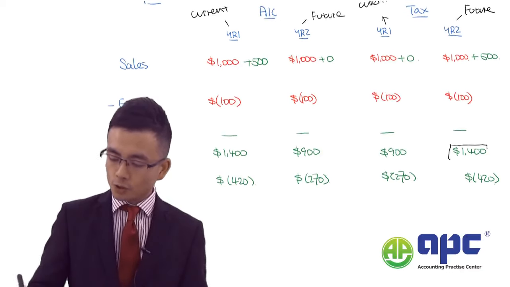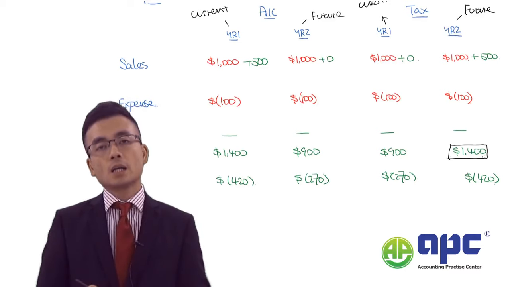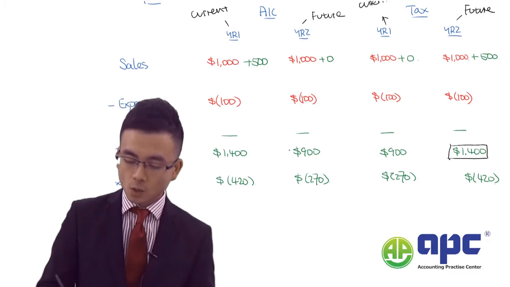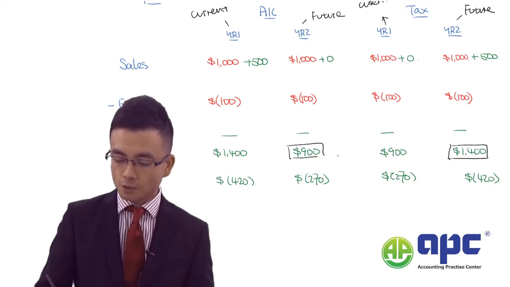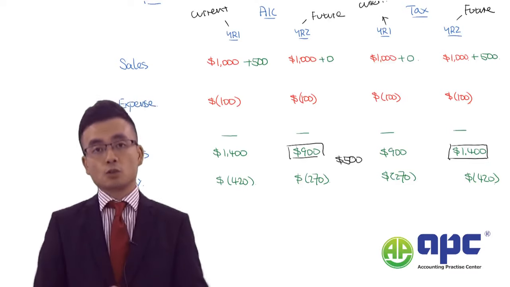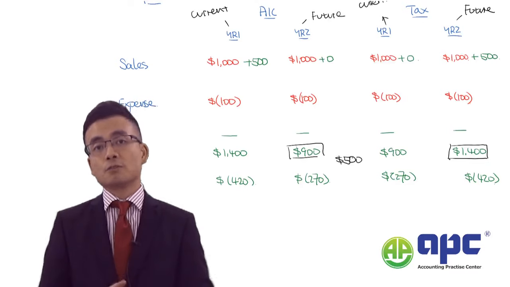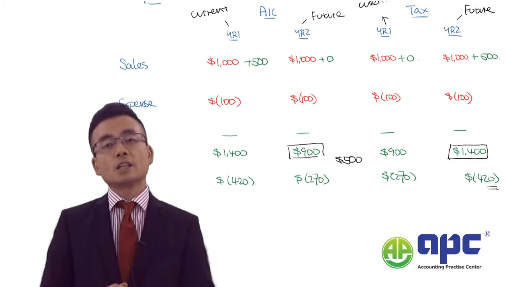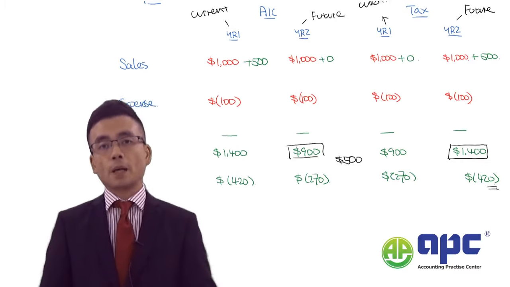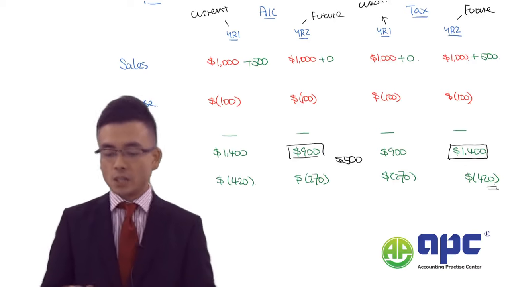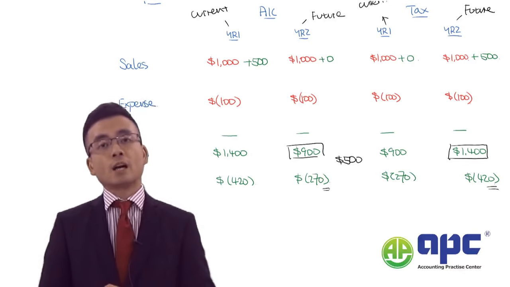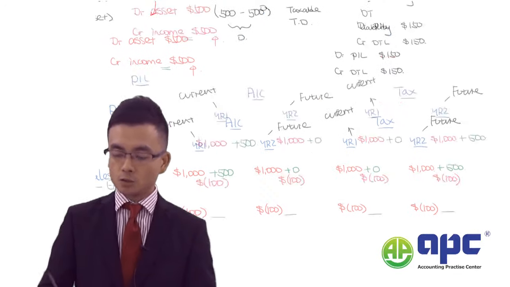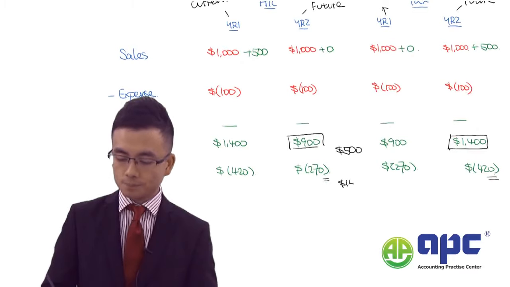First of all, in the year number two, we should pay tax based on $1,400. But in accounting, we underprovide by $500, which means another $500 we need to account for the future tax effects on that. And that means in the year number two or in the future period, we should pay $420 worth of taxes, but actually we only account for $270 in the year number two. We underprovide $150 in the year number two.